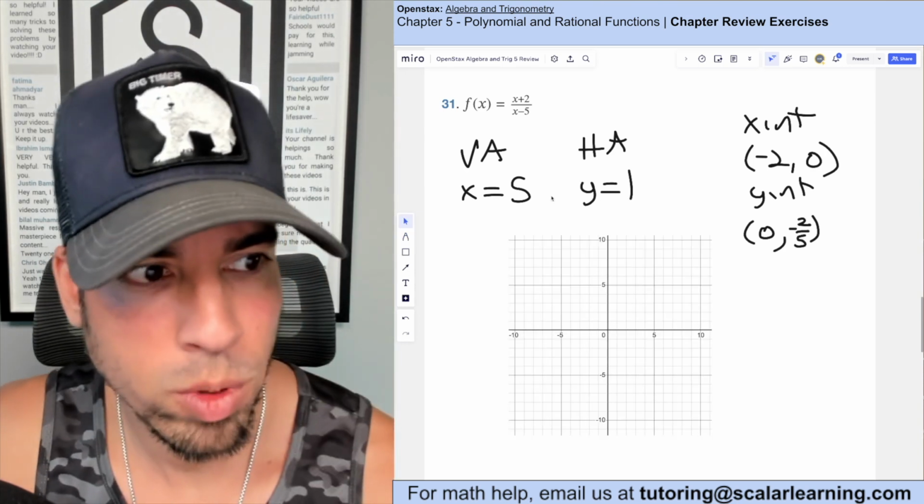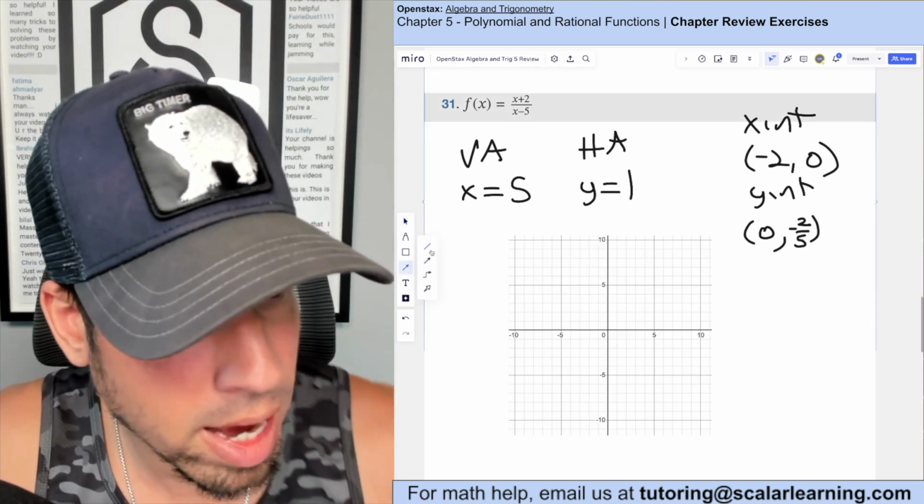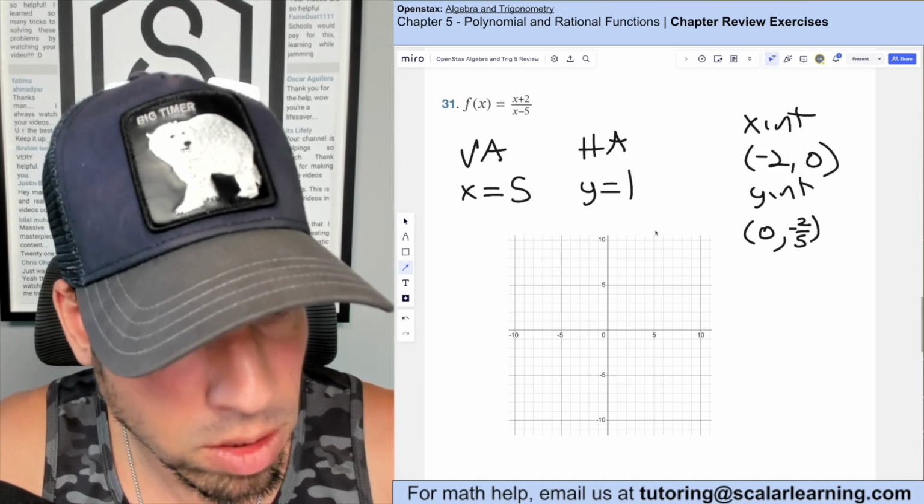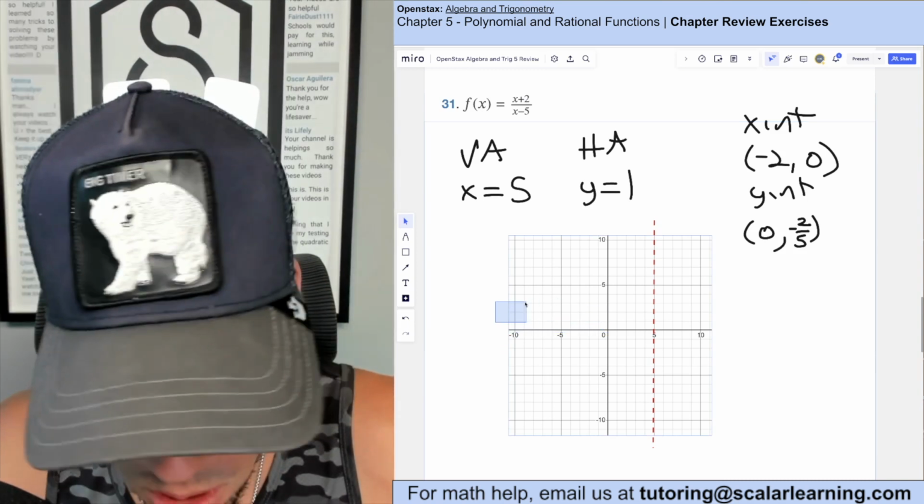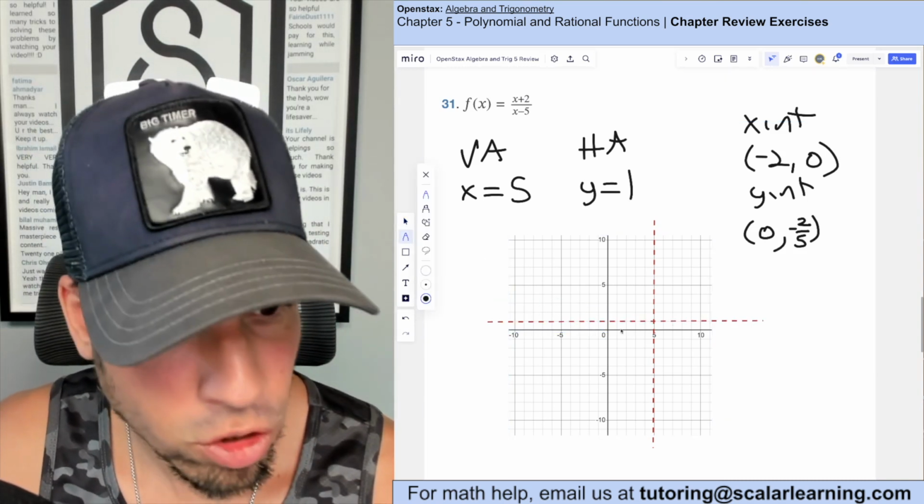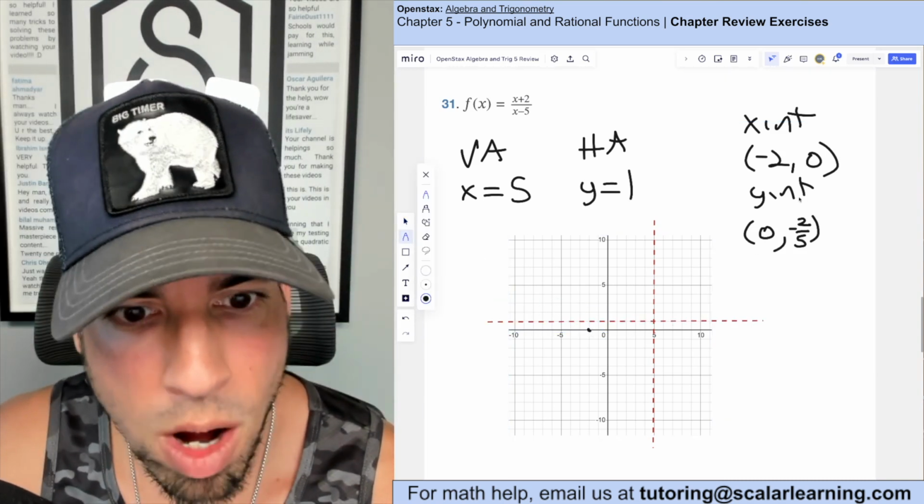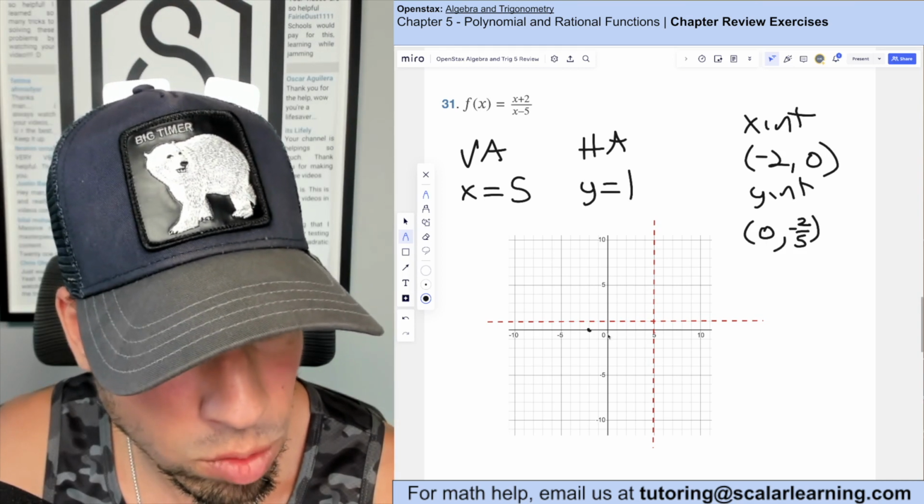So now what we're going to do is we're going to start plotting these out. So I see a vertical asymptote at x equals 5. That's a vertical line here. And then we also have a horizontal asymptote at y equals 1. Then we got a couple other points. We got an x-intercept at -2. We also have a y-intercept at (0, -2/5), which is somewhere right here.